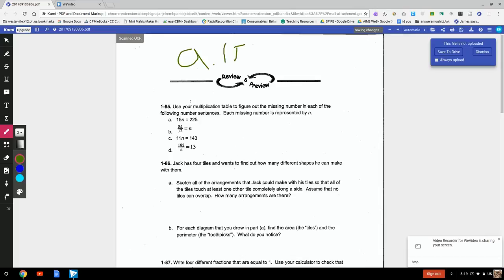When we see a variable next to a number, that means 15 times something equals 225. So the easiest way to work through this, which we'll be working on later in 7th grade, is divide each side by 15, which gets you 1, which is n, and then simple division. How many 15s go into 225? You'll get your answer. For the next one, B, that looks a little different.